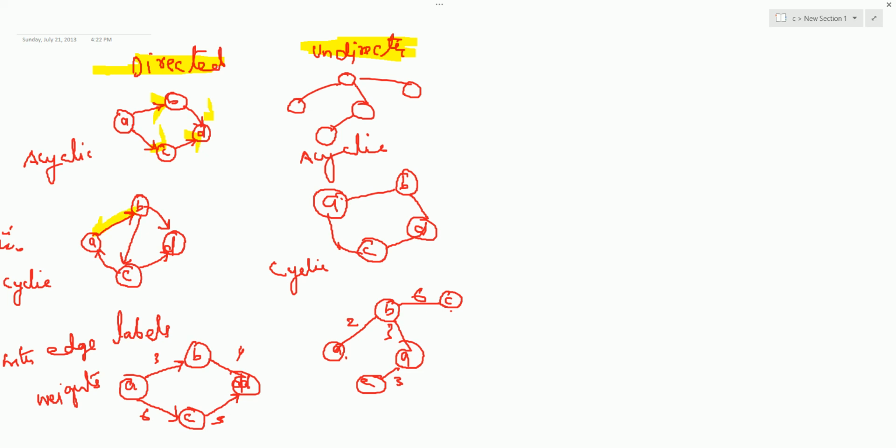You can go from A to B, then you can go this way and that way, and reach A back. So this is a cycle. This is cyclic, and this is also cyclic, so you can have a cycle here. You can also have edge labels or weights. This is a directed one, and you have weights here: 3, 4, 5, 6, and here also edges with weights 2, 6, 3, and 3.